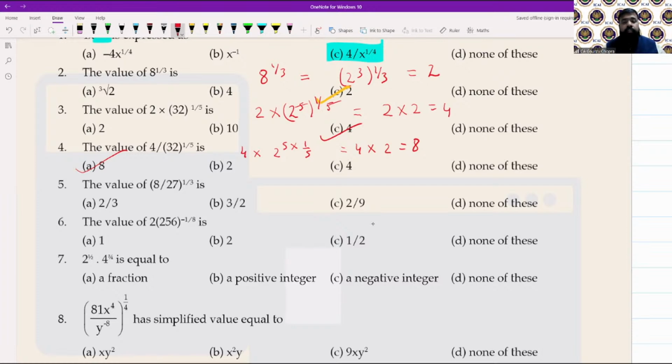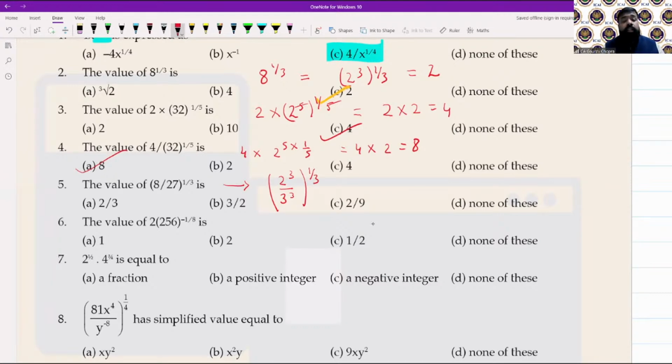So whenever we are having a number, you can write it into the power form so that it becomes easy to cancel and simplify. Similarly, question number 5: 8 upon 27 to the power of 1 by 3. So 8 can be written as 2 cube, then 27 can be written as 3 cube, and then whole to the power of 1 by 3.